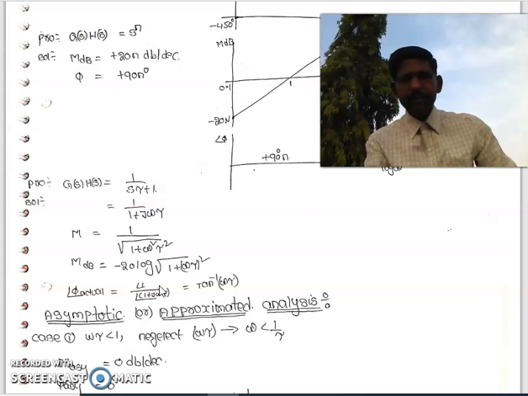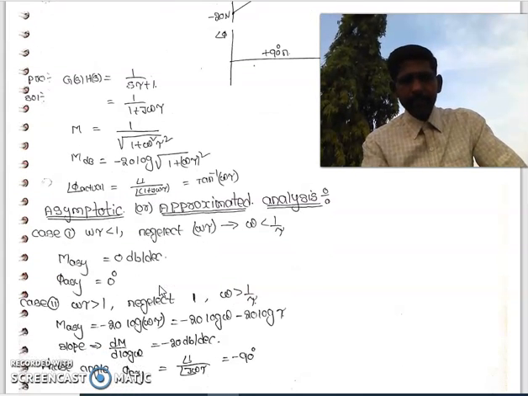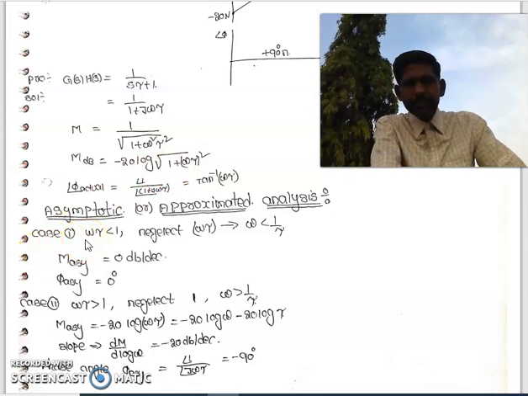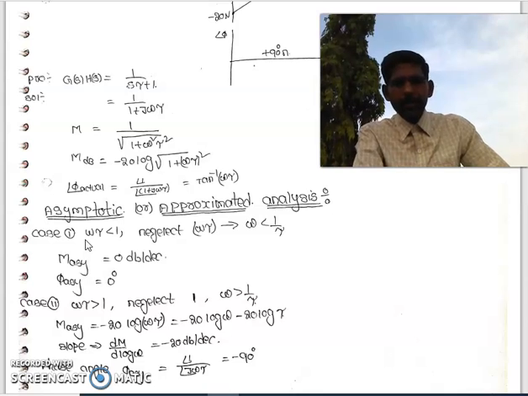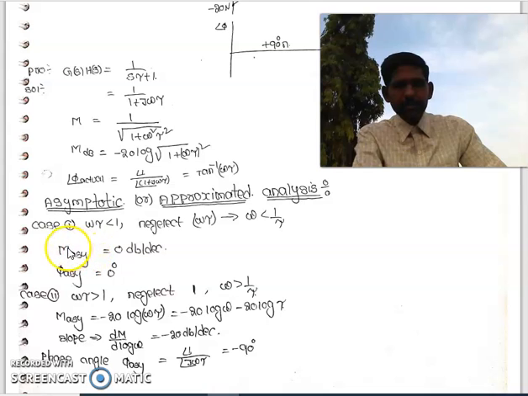Now in this case, for the asymptotic or approximated analysis, we are going to consider two cases. Case 1: omega tau is less than 1. If omega tau is less than 1, we neglect omega tau, so omega is less than 1 by tau. The asymptotic magnitude is 0 dB per decade and the asymptotic angle is 0 degrees.